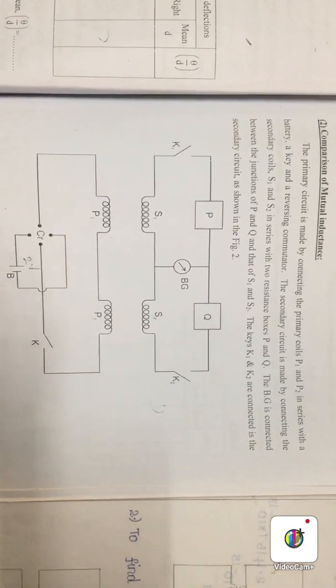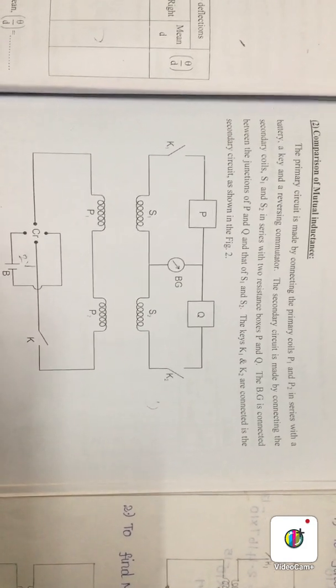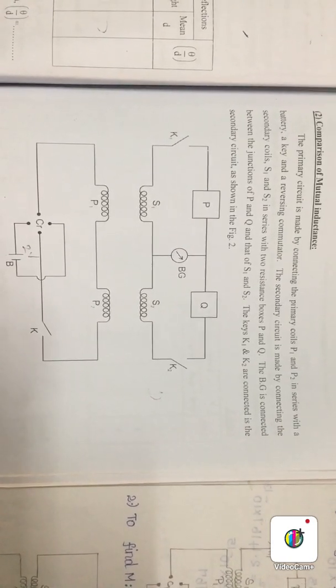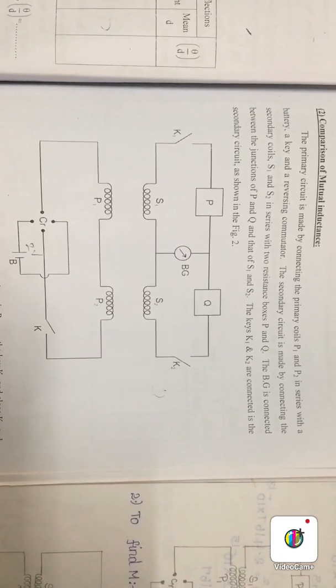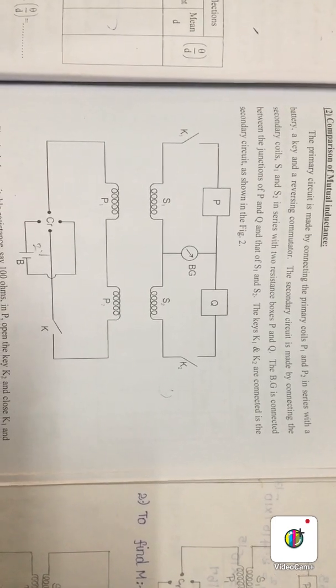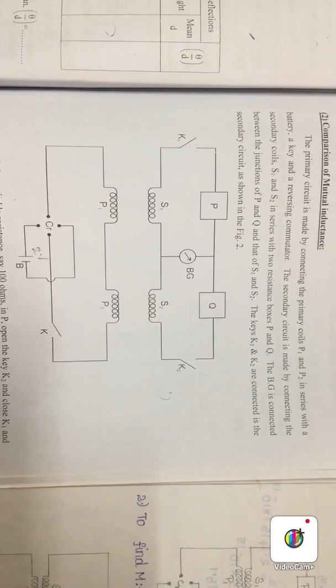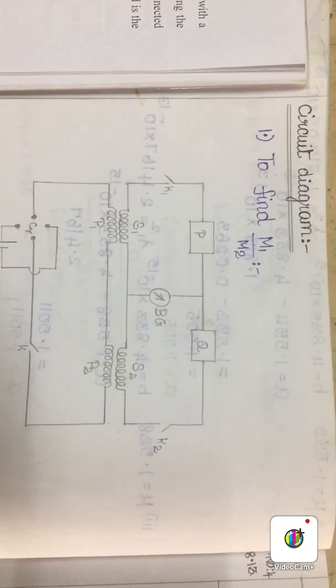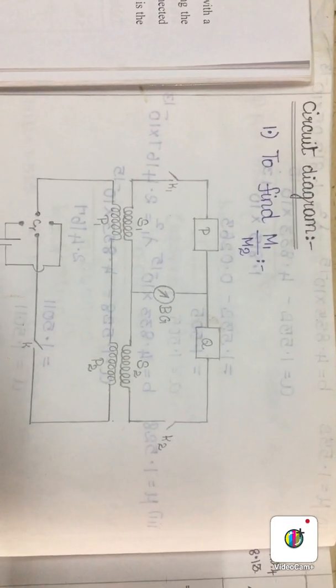Hello students, in today's practical class we are going to understand how to compare the mutual inductance, or the ratio of mutual inductance, of the given pairs of coils using the ballistic galvanometer, that is BG. You can see the circuit diagram.